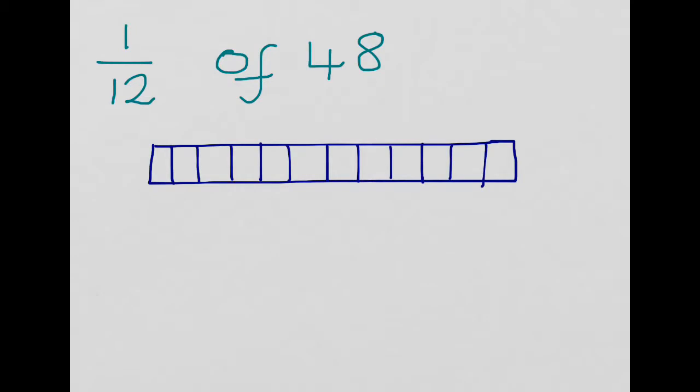So I have divided my bar into 1, 2, 3, 4, 5, 6, 7, 8, 9, 10, 11, 12 pieces. And the reason it's 12 is because my denominator is 12. So remember, your denominator tells you how many pieces you divided a whole into, and that's with any fraction. And therefore each one of these pieces is 1/12.